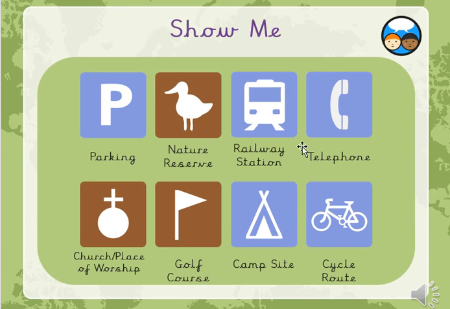Can you point to the railway station symbol? Well done, it's here. Next, can you point to the campsite symbol? Here it is. And finally, can you point to the church symbol? Here, well spotted.